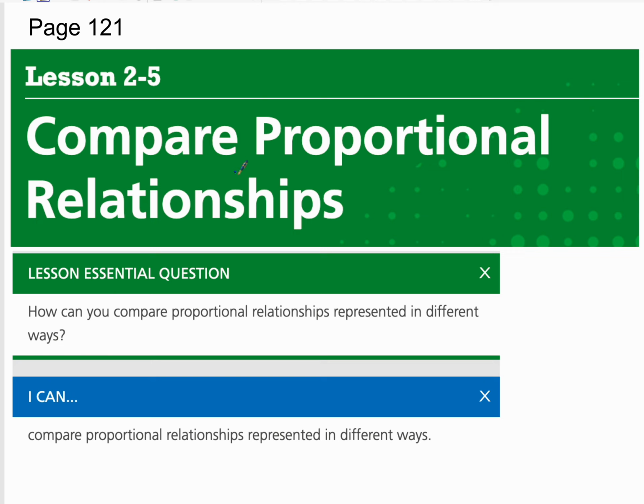We are going to compare proportional relationships. Our essential question today is, our objective basically is to compare proportional relationships represented in different ways. Can anybody think of a way in which we can represent a relationship in math?